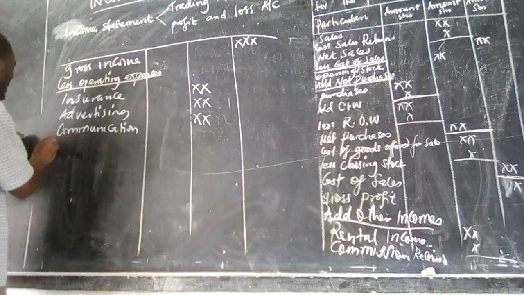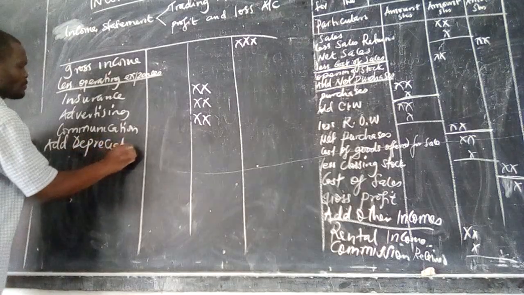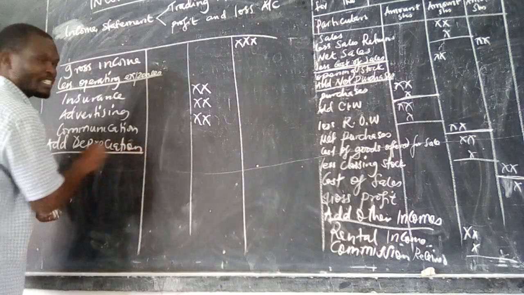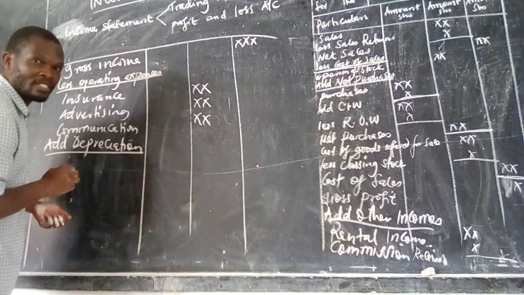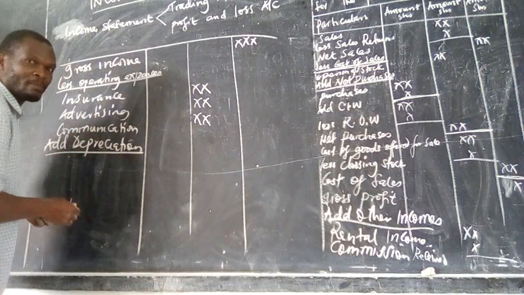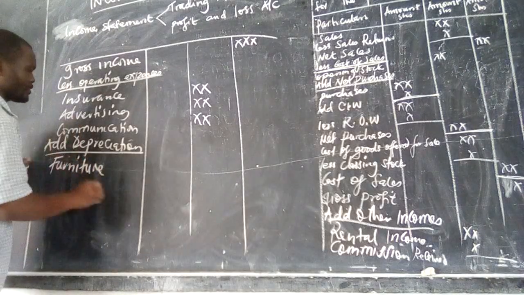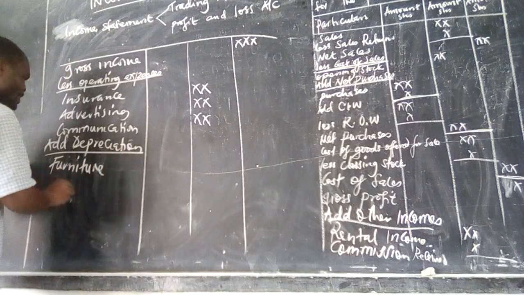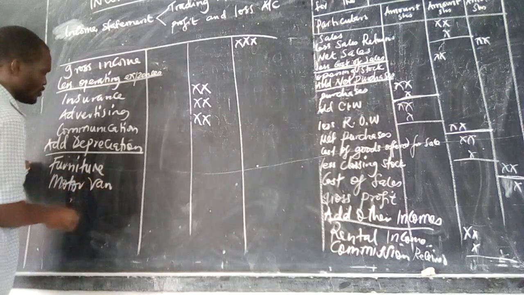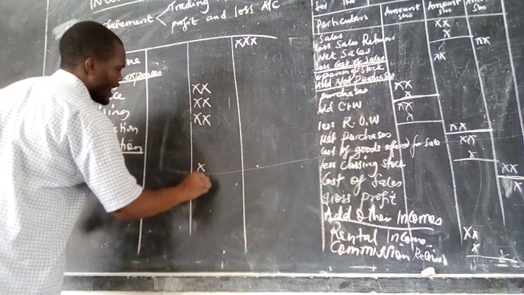Now that loss is added onto the expenses. So here we say add depreciation. Remember I said depreciation should be on fixed assets, and land does not depreciate. But other assets, computer, furniture, all those ones depreciate. So you could have maybe furniture, and maybe you have a motor van. It's a loss. So you can just transfer the figures.